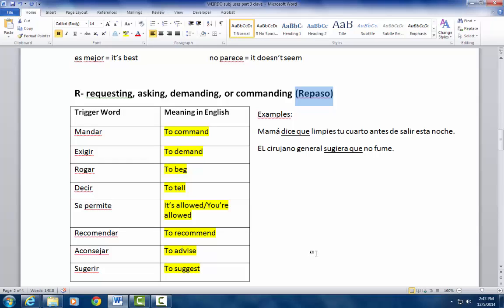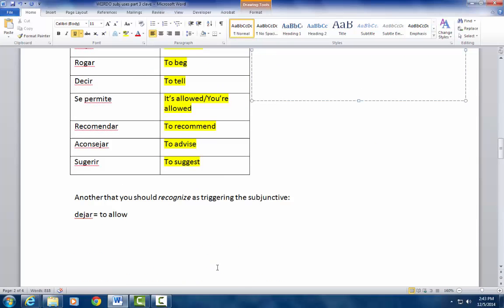Here's some examples. Mamá dice que limpies tu cuarto antes de salir esta noche. El cirujano general sugiere que no fume. Oops, sorry, no, sugiere, that's a typo. Please fix that. Okay, so from this section, we really only covered sugerir, but you got the general idea in the last chapter about requests and suggestions. Another one you could recognize is dejar, which is to allow.